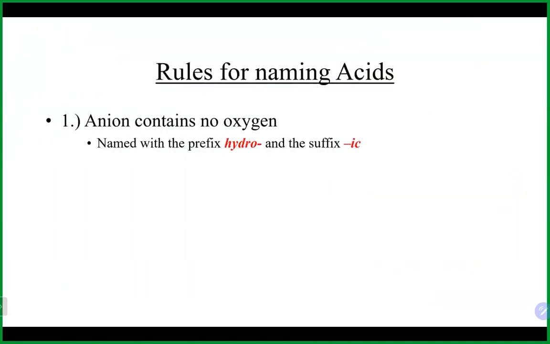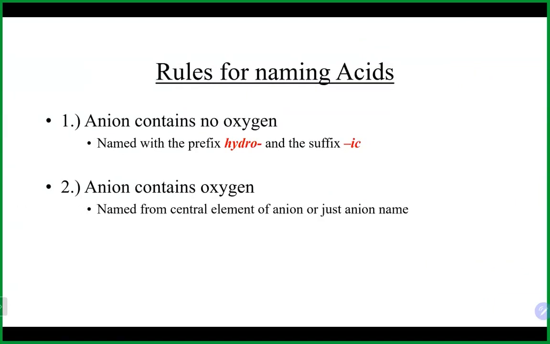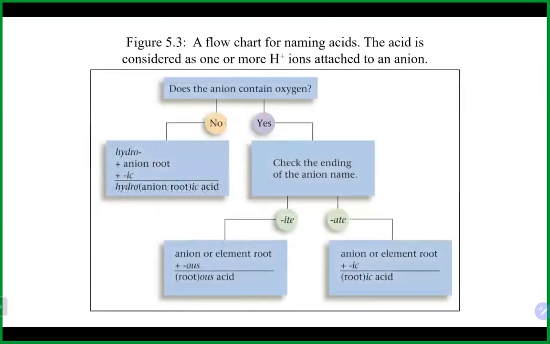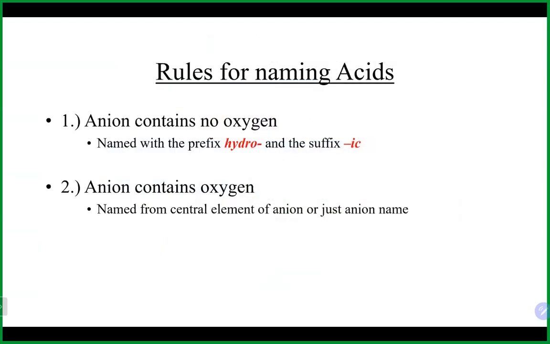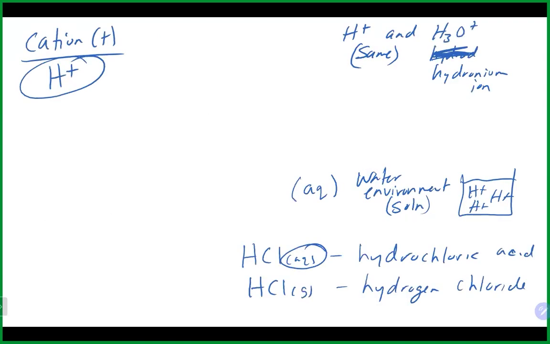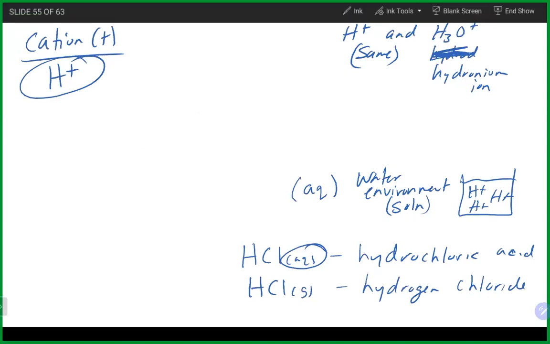So let's talk about pretty much the rules for acids and naming them. It really all comes down to whether there is oxygen or not involved. If there is oxygen versus no oxygen, we do name it differently. I'm just going to summarize it here. So when we go about naming acids, it's all about that oxygen.